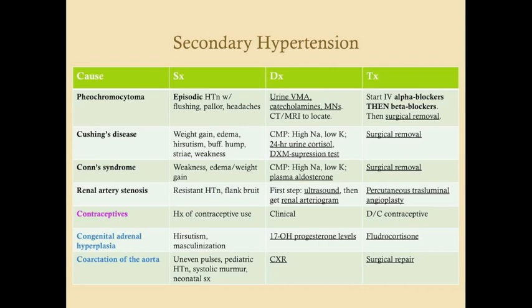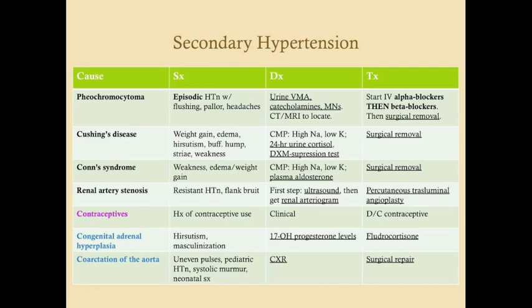So in Conn syndrome, you're going to get the edema, you're going to get some weight gain even, you're going to get weakness, but you're not going to get the hirsutism or buffalo hump or striae that you get from the cortisol. You're just going to have aldosterone-mediated effects. So weakness, edema, maybe some weight gain. And so the way you differentiate this from Cushing's is that you don't have these emasculating features, you don't have the striae, and you don't have severe weight gain.